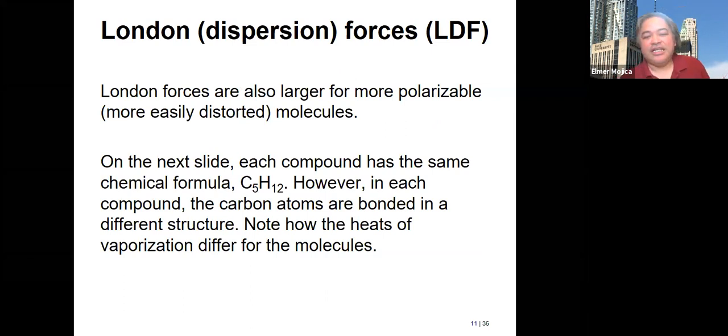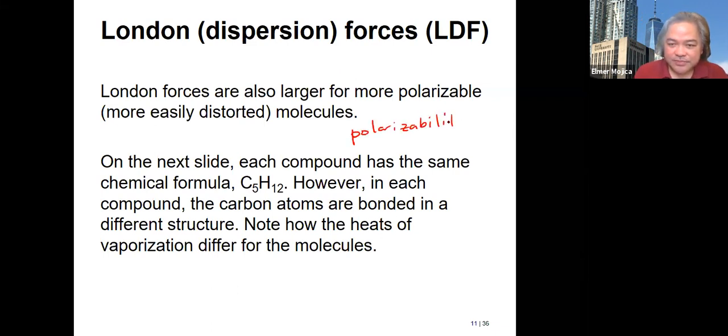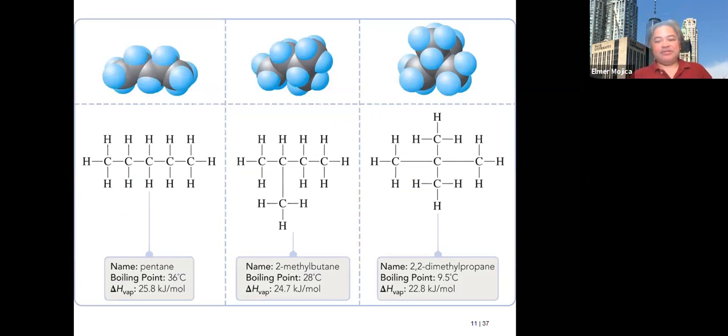Now, let's try to look at the LDF. It says here, LDF are also larger for more polarizable molecules. So the term that we have here is polarizability. What does this mean? Let's look at the next slides where all the materials have C5H12, but they are arranged in a different way. So the question I will ask here is, which do you think is the most polarizable?